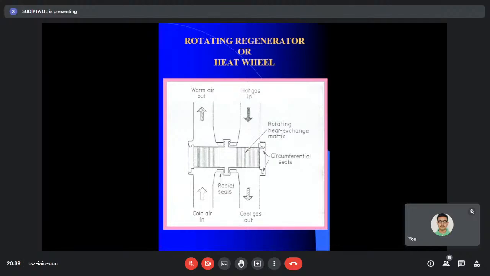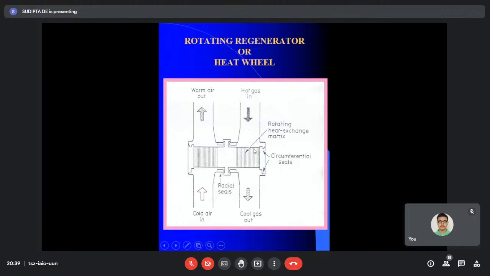Now what will happen? If a gas passes through the holes of this wheel, and its temperature is different from the material of the wheel, then automatically some heat transfer will happen to this wheel. Now the question is, if it is heated, then in the next subsequent cycle, as per the regenerative heat exchange process, when the cold air comes in contact with this heated matrix, it will take away the heat. So cold air in, warm air out.